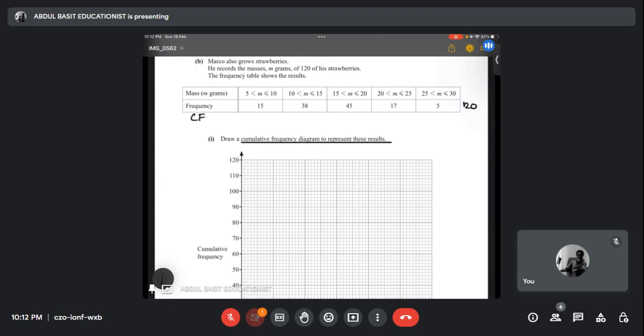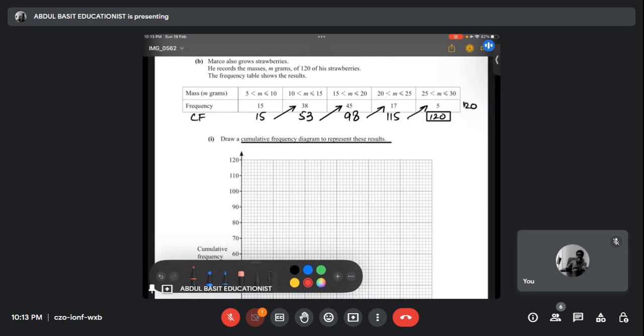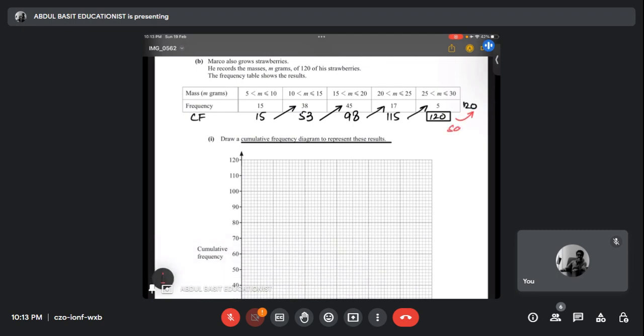So CF is, you have to write the first one as it is and then add with that. 15 plus 38 is what? 15 plus 38 is 53. 53 plus 45 is 98. And 98 plus 17 is 115. And 115 plus 5 is 120. So Mahmood, look, in the end the result should be 120. Okay, the same as the total frequency. So same, so it means correct. Is this clear, everybody? Yes or no? Yes sir. Okay, now we have to plot it.